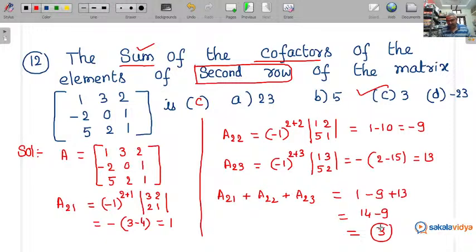Sorry, 5. So B is the right option. 14 minus 9 is 5. Right, 5 is the right answer. So let us move to the next question now.